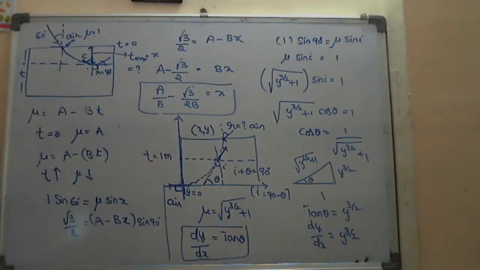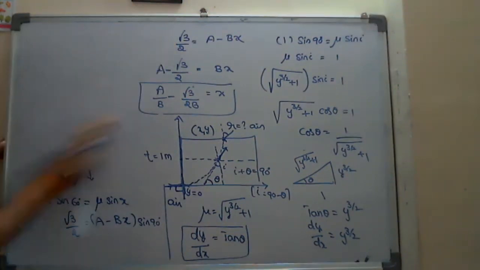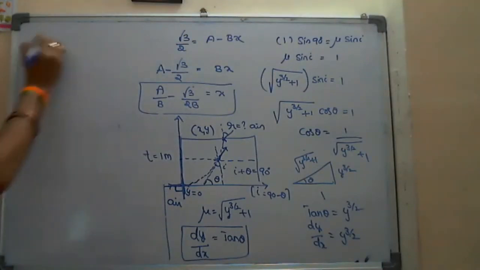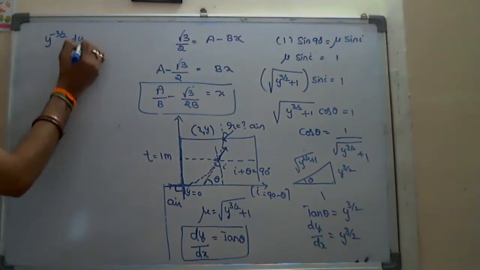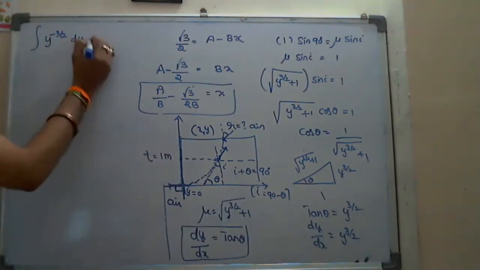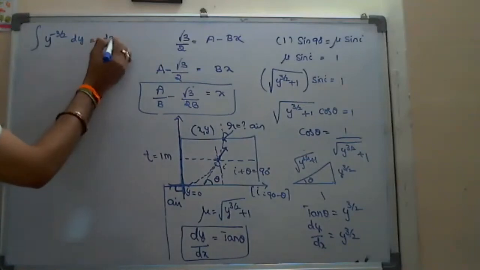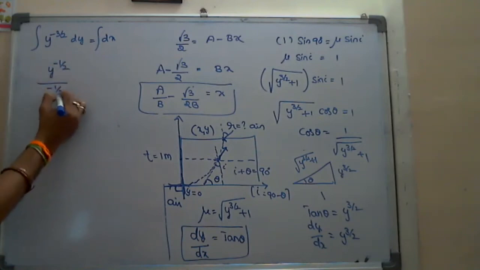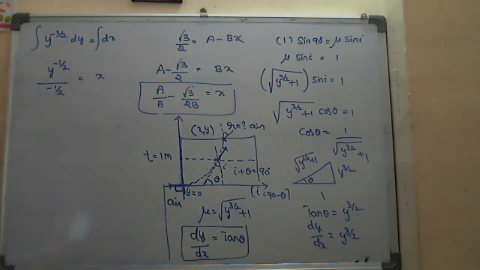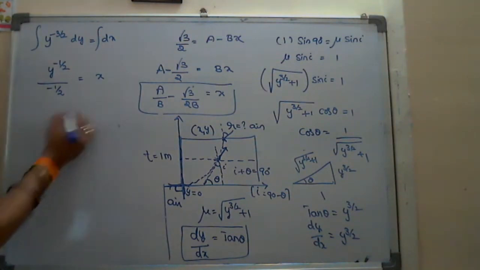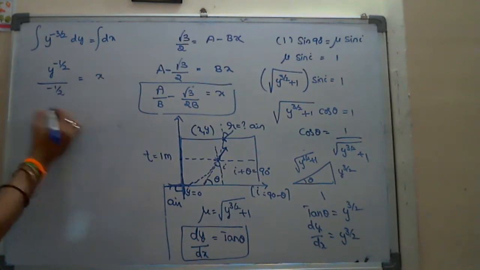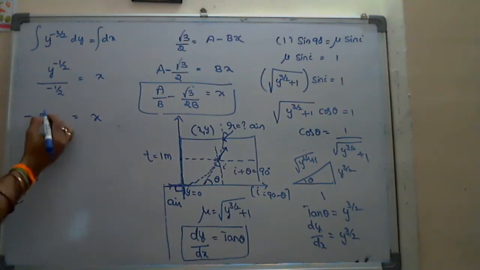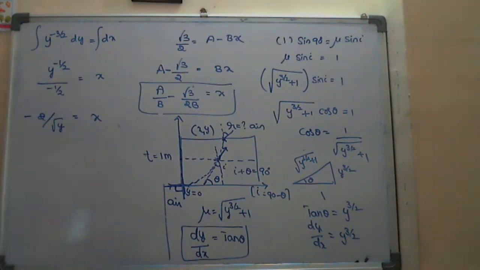I'm going to get the relation between y and x by integrating that equation. Here, y power minus 3 by 2 into dy, taking that to the left hand side, is equal to dx, taking it to the right hand side, integrating both sides. I will get y power minus half by minus half is equal to x. Or else, x is equal to minus 2 by root y. I got that.